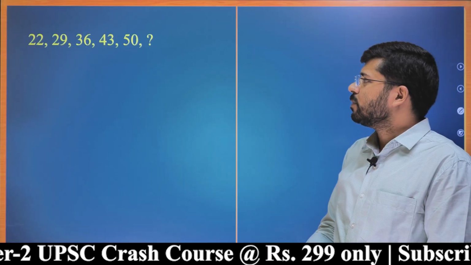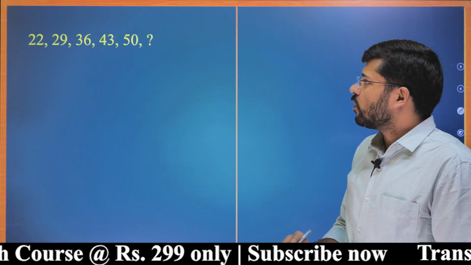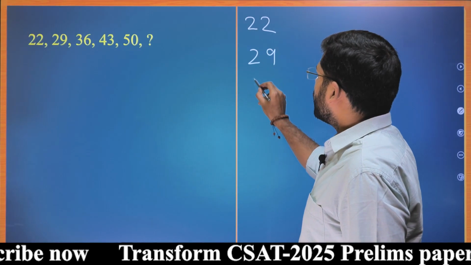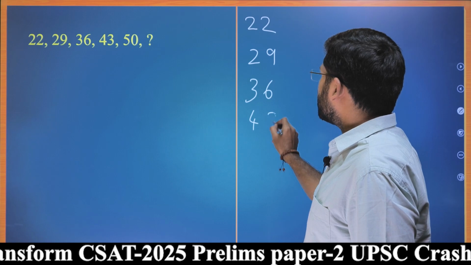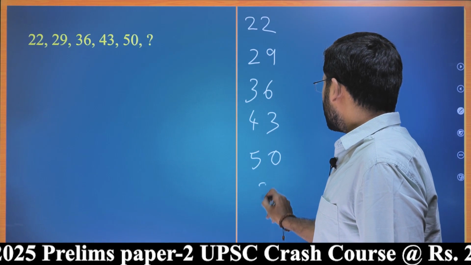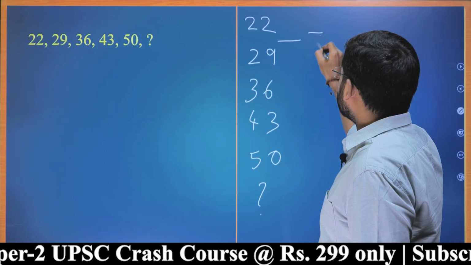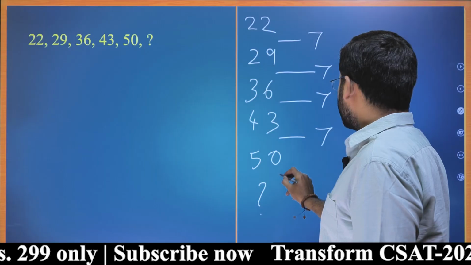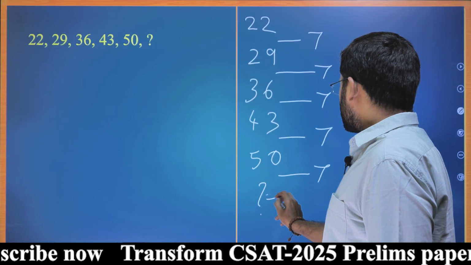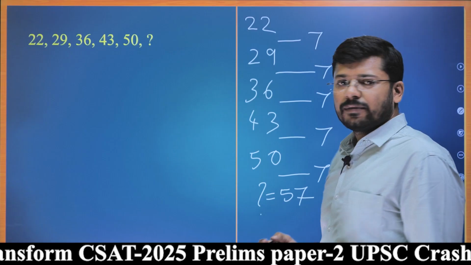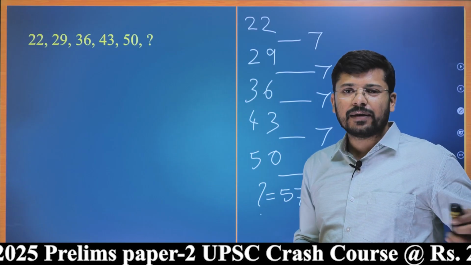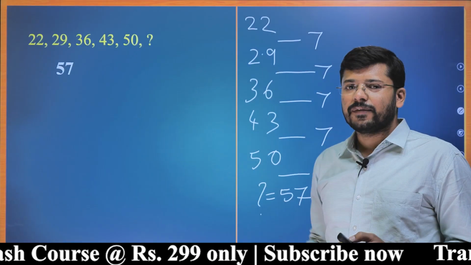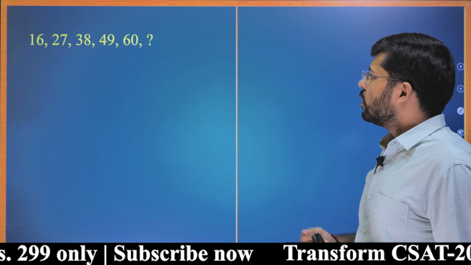Okay, look at this question: 22, 29, 36, 43 and 50. We will write them in vertical order first: 36, 43, 50, question mark. What is the difference here? The difference is 7. What is the difference here? It is again 7. What is the difference here? That is also 7. This is also 7. So the difference again should be 7, so this number should be 57. Done. Here they have again just used addition, this number plus 7, this number plus 7. So the answer is 57. Okay, we'll go further now.